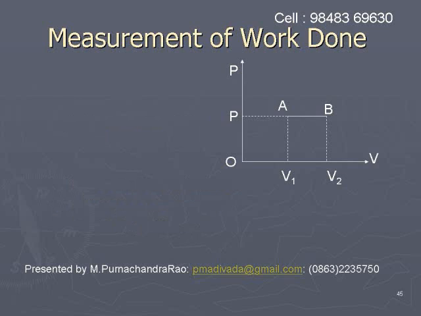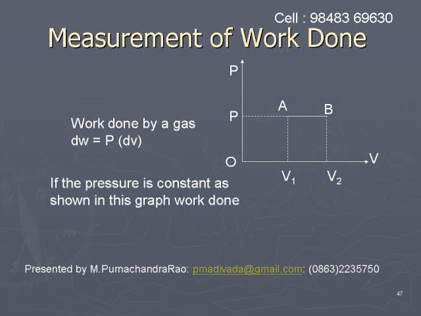If work is done at constant pressure, say P is the constant pressure and the volume changes from V1 to V2 as shown by the graph AB. AB indicates the work is done at constant pressure and the volume increases from V1 to V2. So work done is equal to P into dV, but dV is V2 minus V1, hence W is equal to P into (V2 minus V1). This is the relation for obtaining the work done at constant pressure.